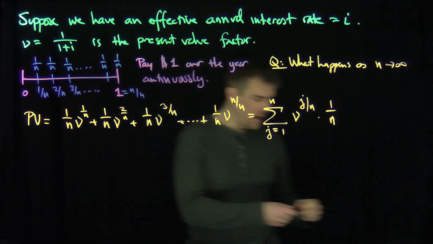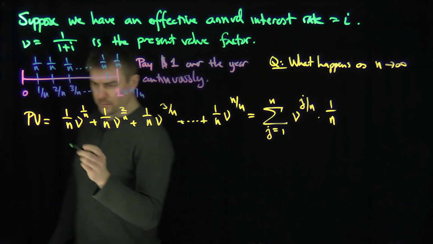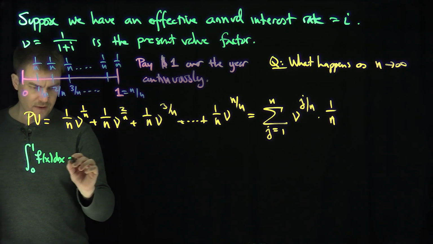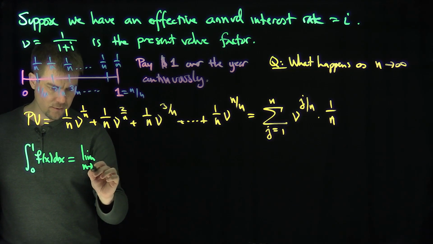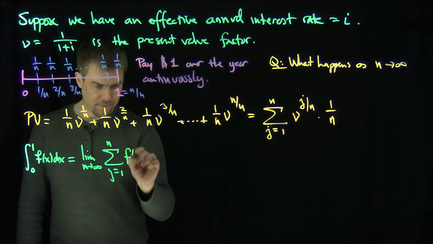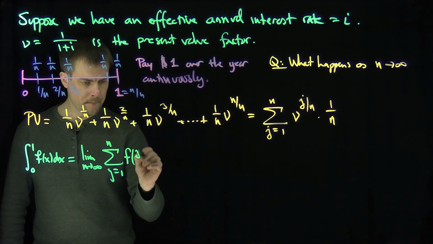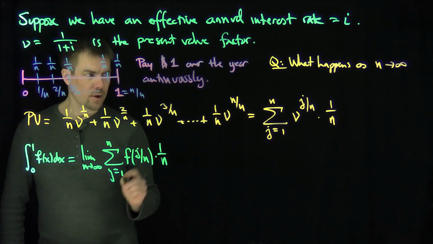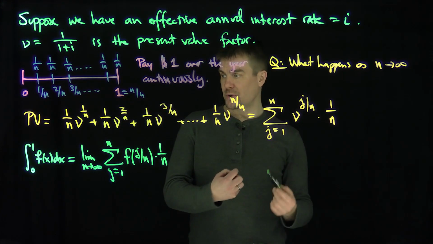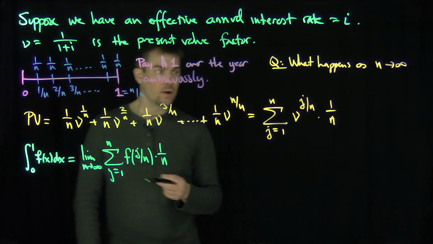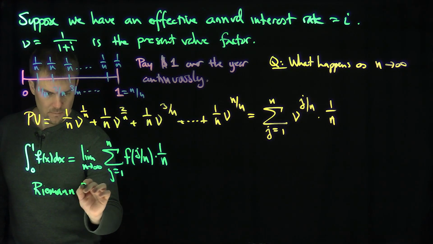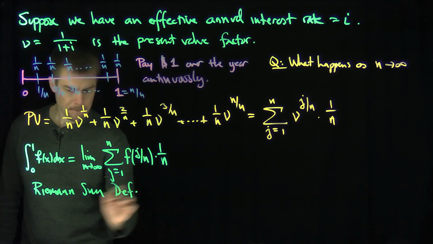Okay, well, let me remind you. Recall, the integral from 0 to 1 of f of x dx, if I use Riemann sums, is the limit as n goes to infinity of the sum, j goes from 1 to n, those are the right Riemann sums, of f of j over n times 1 over n. So now we can identify what function we have here. We have nu to the j over n, so our function is just nu to the power x, or nu to the power t, okay? This is, of course, a Riemann sum, our Riemann sum definition of the integral.